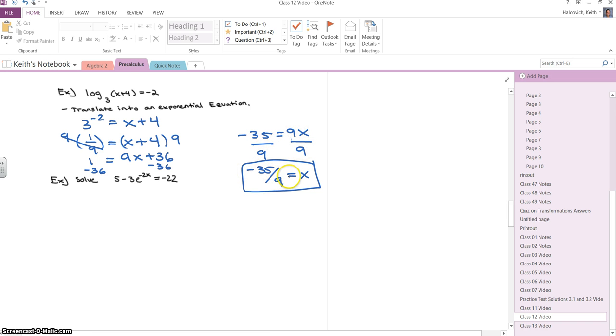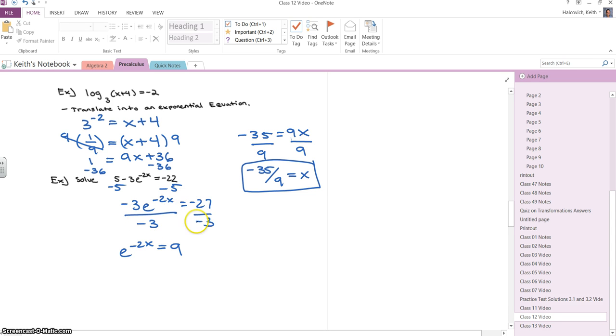The next equation is an exponential equation, except now it's e. So instead of taking the log of both sides, we'll take the ln. But first, remember, we have to isolate the base with the exponent. So we subtract 5. So we get negative 3e to the negative 2x equals negative 27. Divide by negative 3. So we get e to the negative 2x equals 9.